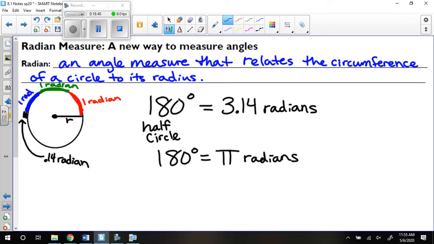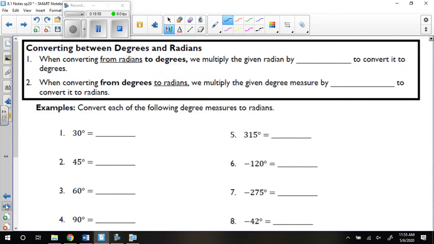Okay, so like I said, radians are just another way to measure an angle, or in this case, measure the distance around a circle. As opposed to degrees, you now have radians. Okay, now we're going to talk about how to convert back and forth between radians and degrees. So when you are converting from radians to degrees, you're going to multiply by 180 over pi.